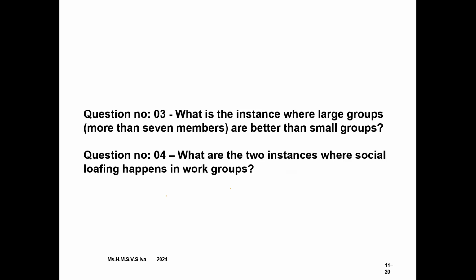What are the two instances where social loafing happens in a work group? The first one is when groups are too big, as well as when we are not defining the roles specifically. When we are not defining the roles specifically, social loafing can happen. And the other one is when the high performers are not appreciated correctly, then also social loafing happens.